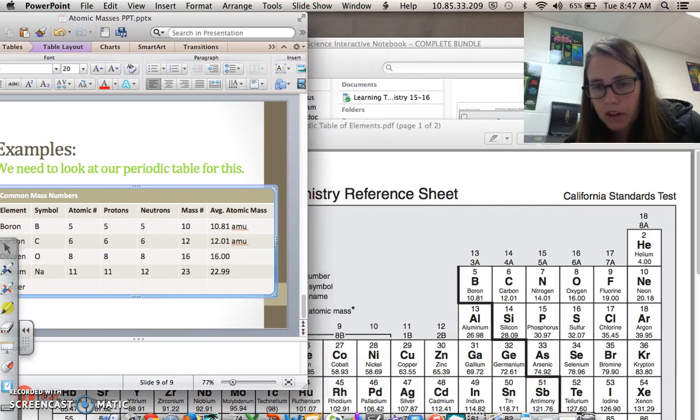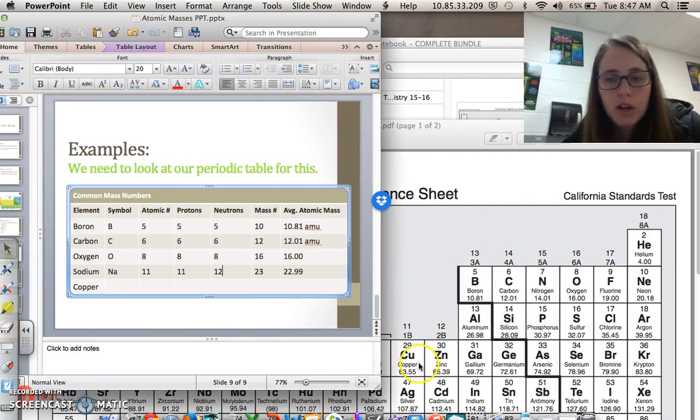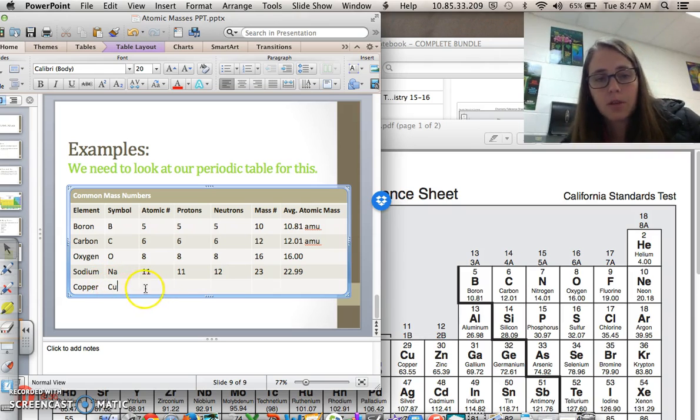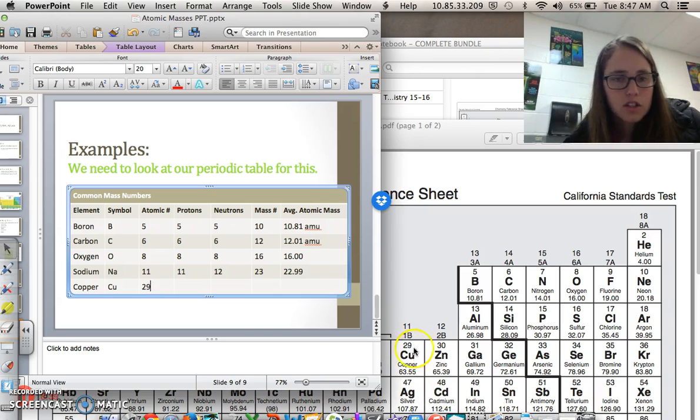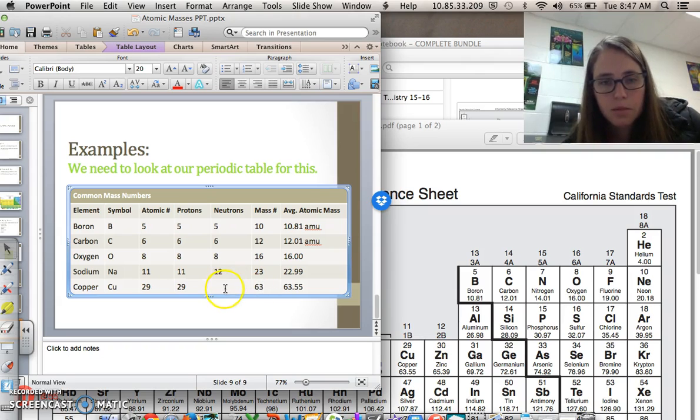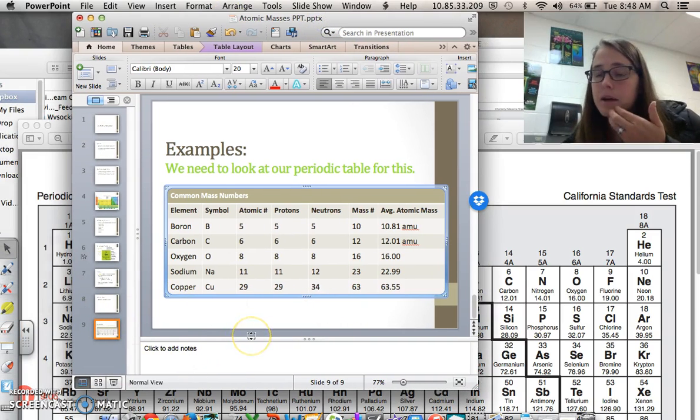Okay, now let's try copper. Here's copper down here. So the symbol is Cu. Remember, first one capitalized, second one not. The atomic number is 29. So that means the number of protons is also 29. So the mass number is 63.55. That means that the mass number is going to be 63. 63 minus 29 is, watch out, 34.